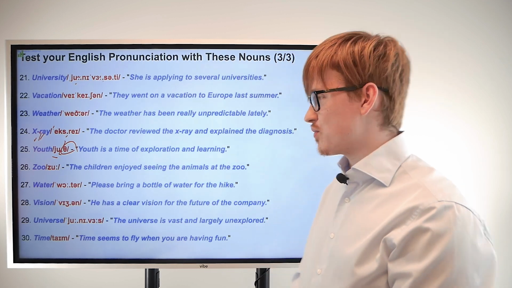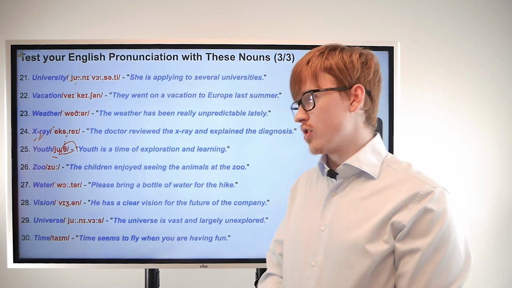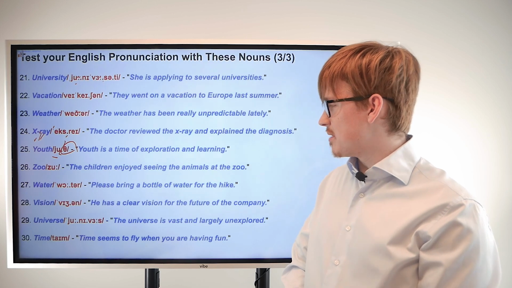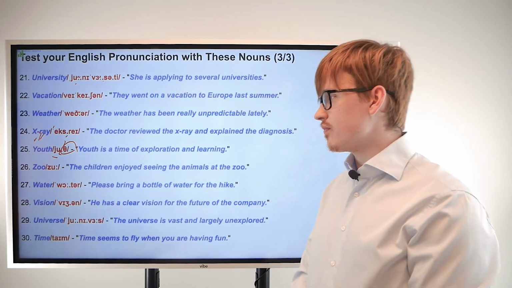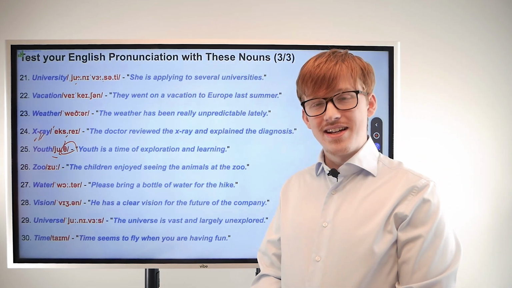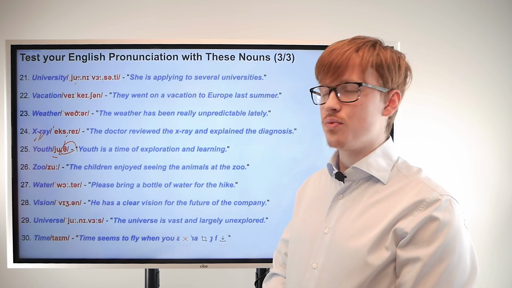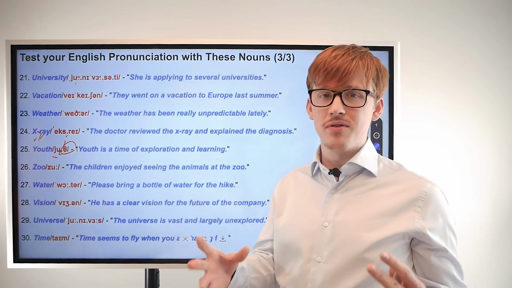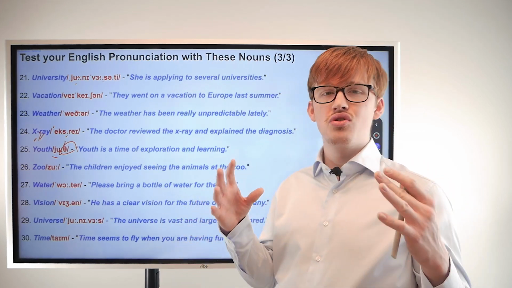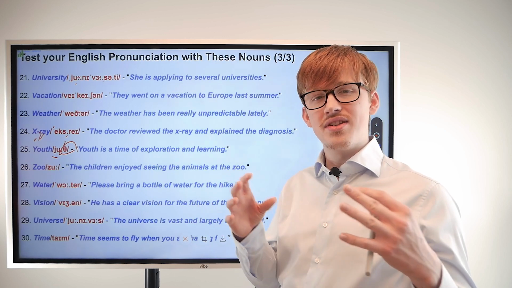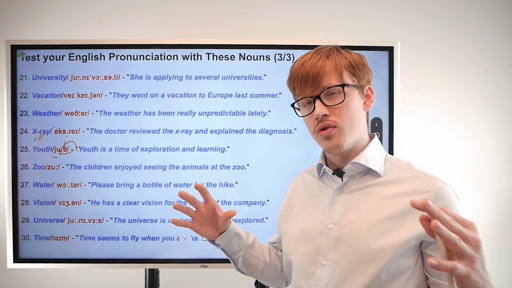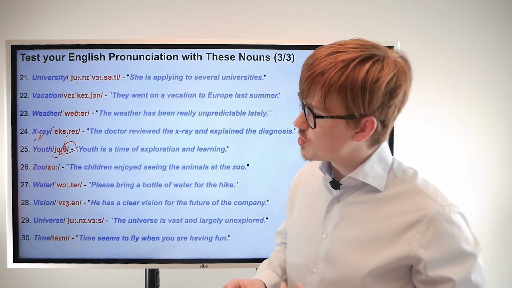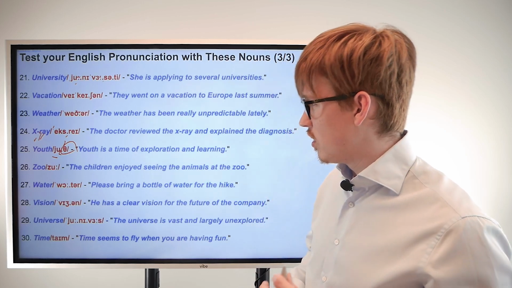And on 26, we have zoo. The children enjoyed seeing the animals at the zoo. So zoo is pretty simple. We just have the Z with the lengthened U sound. Zoo. It's not Z, it's zoo. Very good. Number 27, we have water.